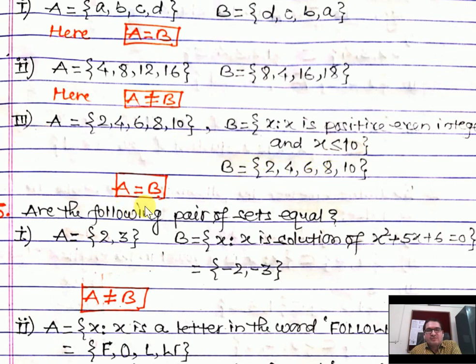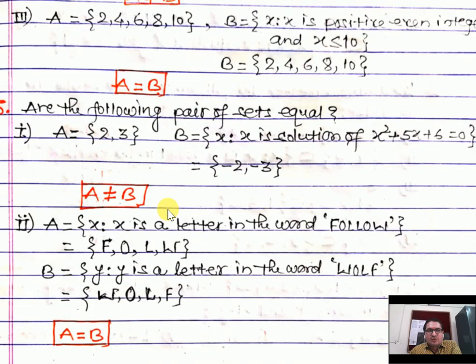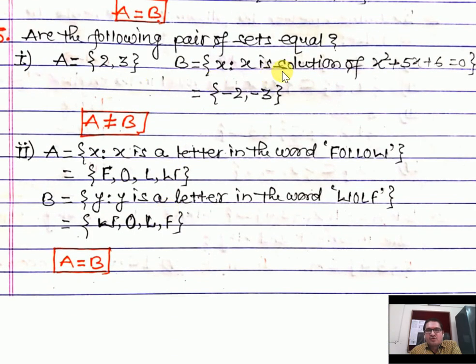So A will be equal to B. Both sets are equal to each other. Now question number 5. Are the following pairs of sets equal? A equal to {2, 3} and B is what? This is the solution of x square plus 5x plus 6 is equal to 0. So B is what?